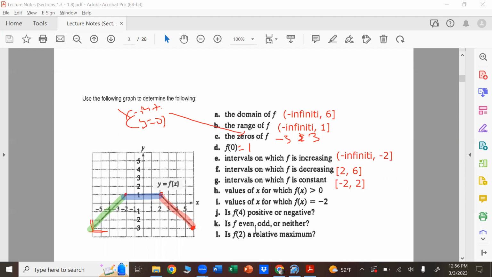Okay, values of x where y is bigger than 0. Well, you want to be above the x-axis. Yep. And do you just write that like negative 2? Yeah, because you can't include them, because if you include them, then y would be 0, and you have to be bigger than 0. So you have to be above the x-axis.